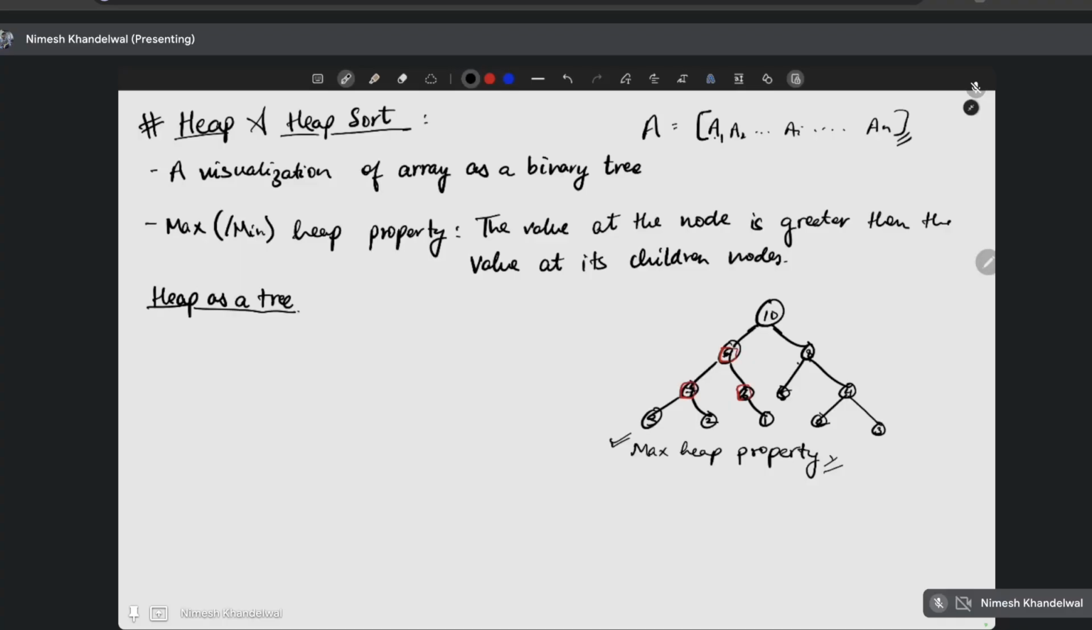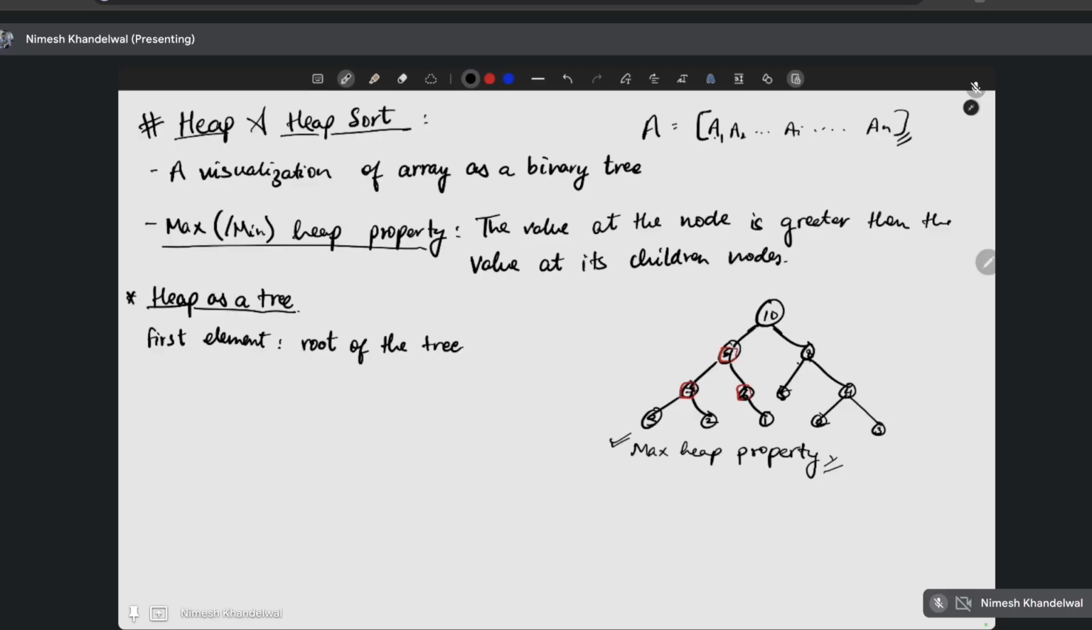Okay, so the first element of the array becomes the root of the tree, right? So we are just constructing a tree from a given array, right? We are just constructing a tree from a heap, but we are currently not enforcing whether it follows the max or min heap property or not. Okay.